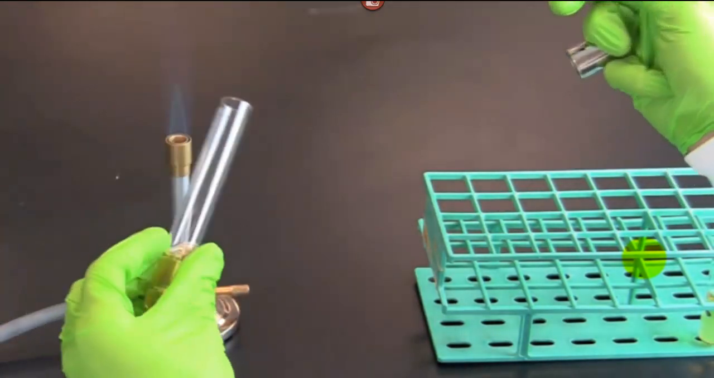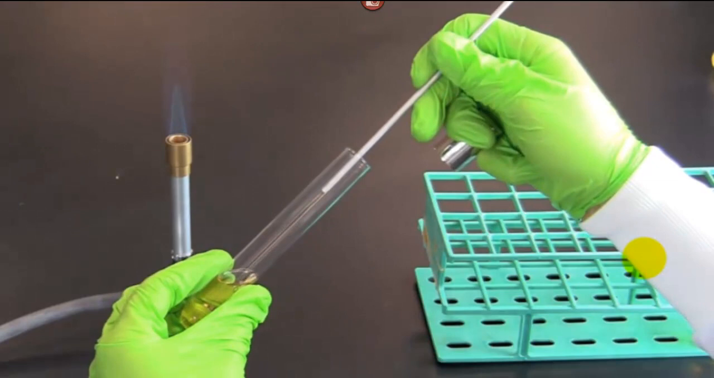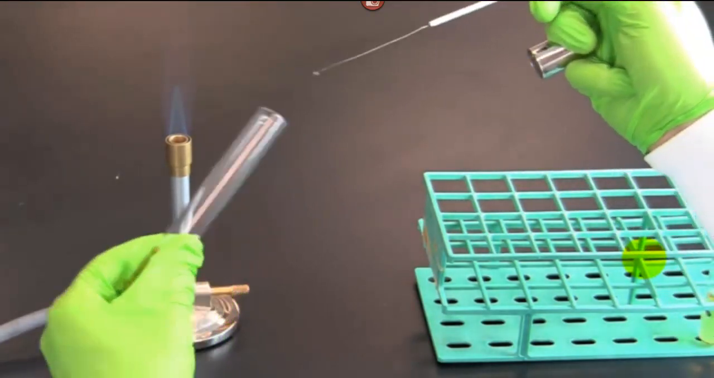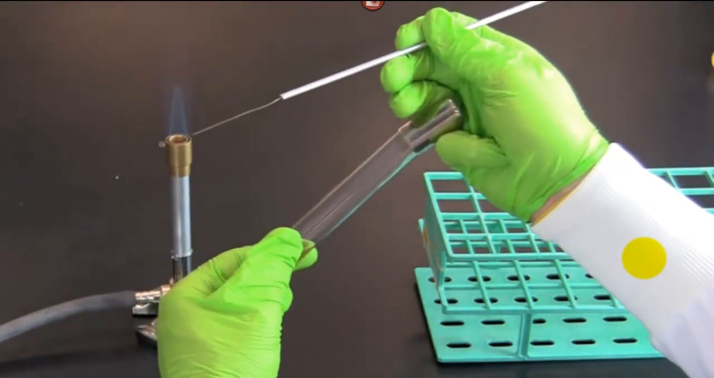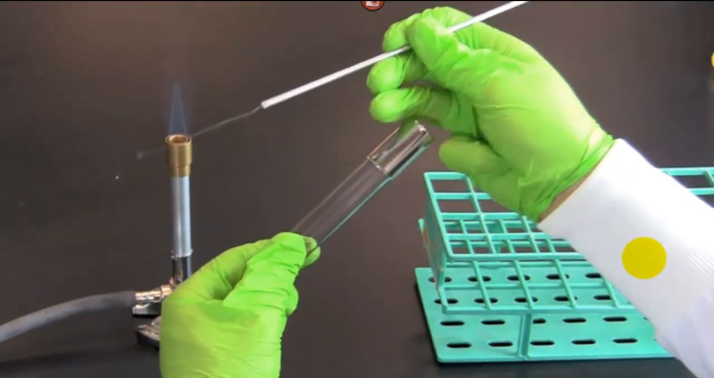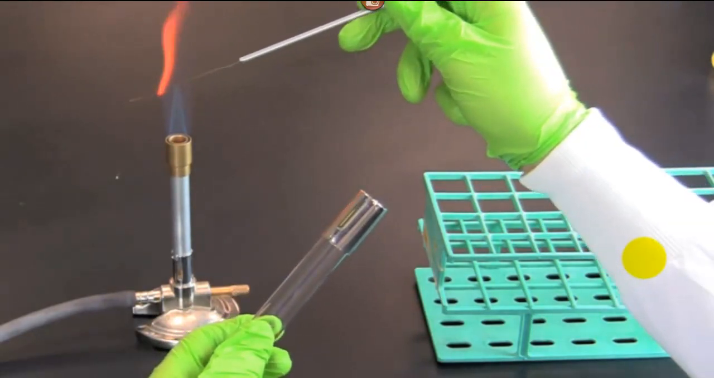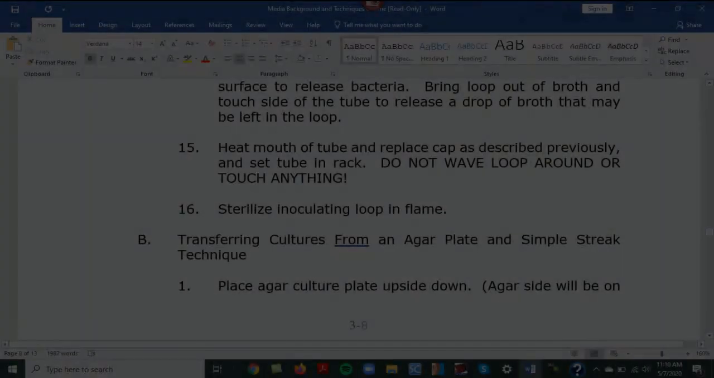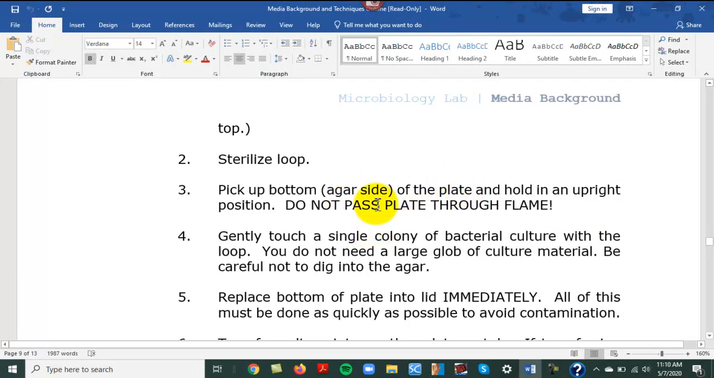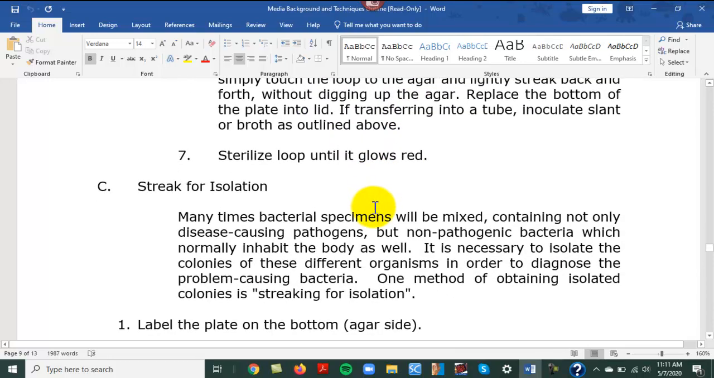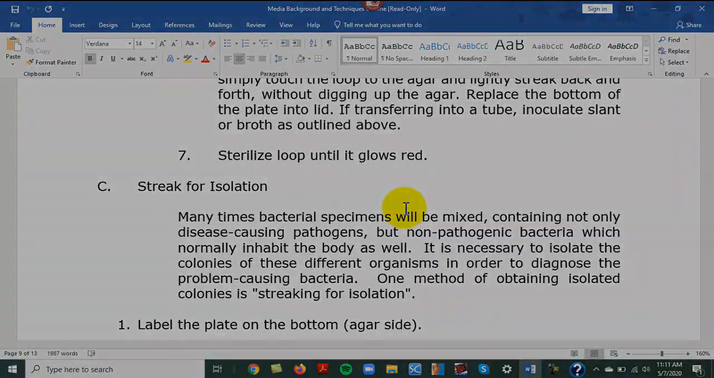And then next, he's going to take that loop and he's going to swirl it around. See, like that. He's going to heat the barrel again. He's then going to put the lid back on it. He's going to put that test tube in the rack. Well, now he's going to go ahead and sterilize his loop. If you're going to transfer something to an agar plate, you don't really heat up agar plates. You're just going to either pick up the bottom of the lid, or you'll see in the video how they pick up the top, the lid, not the agar side, and they kind of do their work with that.